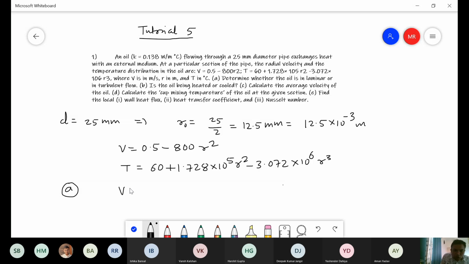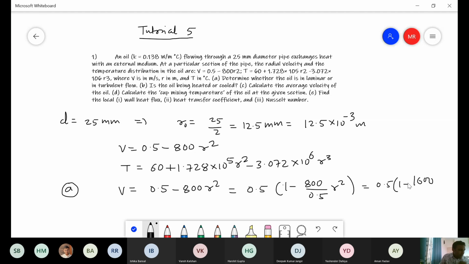Okay, so velocity is given here as 0.5 minus 800 R square. From this we can rearrange: I can take 0.5 out. So 1 minus 800 by 0.5 R square. So this becomes 0.5 into 1 minus 1600 R square, isn't it?